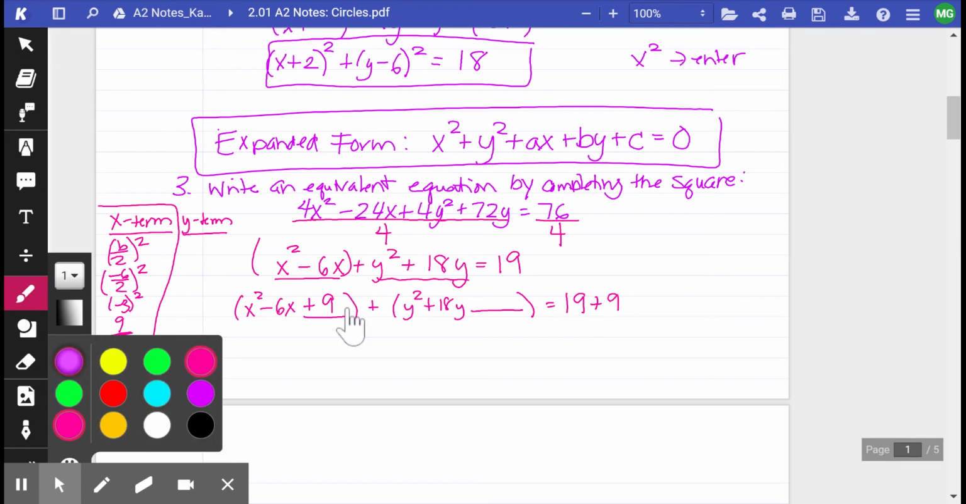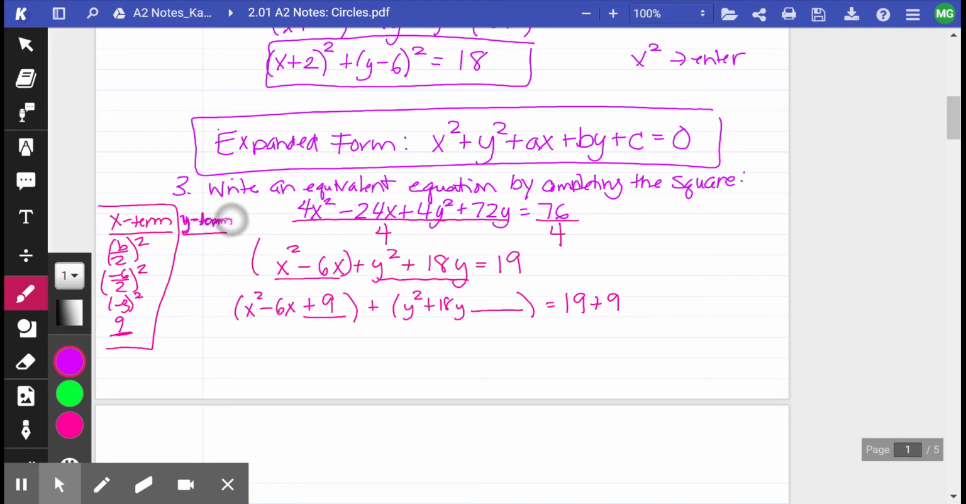Now let's take a look at the y terms. So my b value for the y's is 18. So I'm going to do 18 over 2 quantity squared, which is 9 squared. If you had just written 9 without parentheses, that would be fine, which is 81. So now I'm going to add 81 in here. If I add it to that side, I need to add it to the other side.